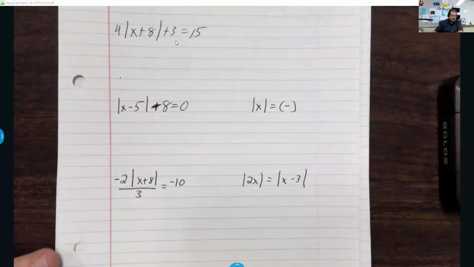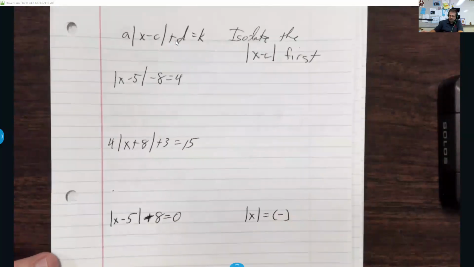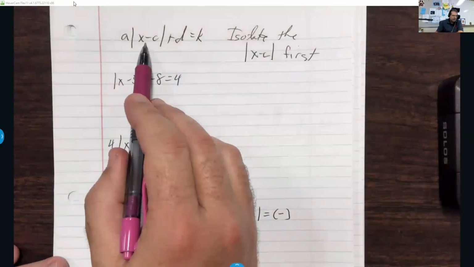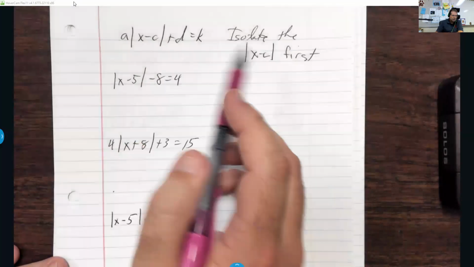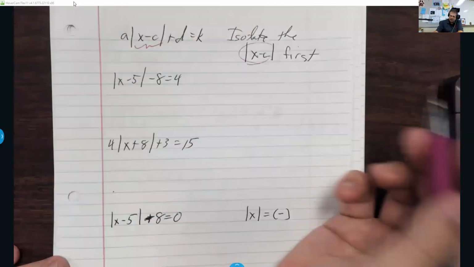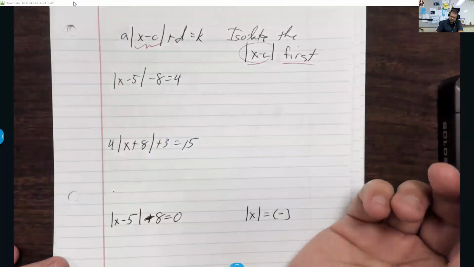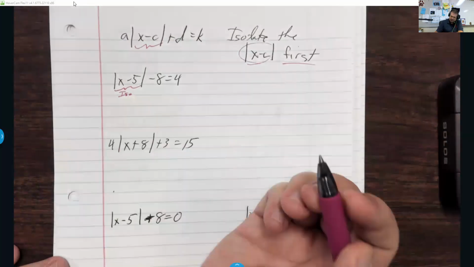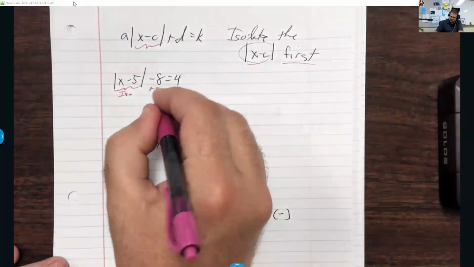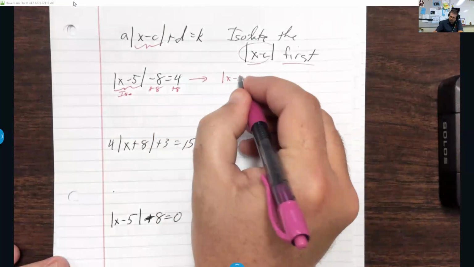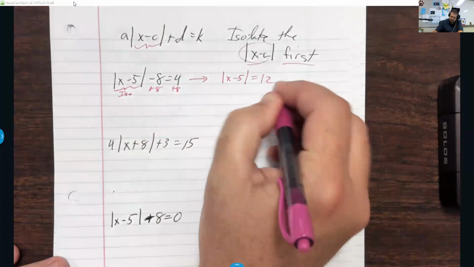Okay, so how do we solve other types of equations? Well, this is a number, here's my x, this is a number, this is a number. We need to first isolate this piece. That piece has to be isolated first before we can do anything. So I need to add 8 to both sides. I'm going to get the absolute value of x minus 5 is equal to 12.